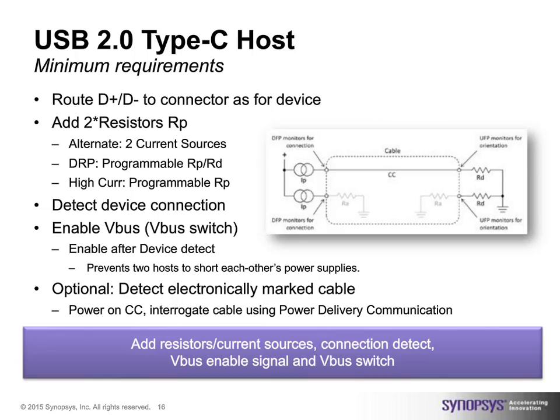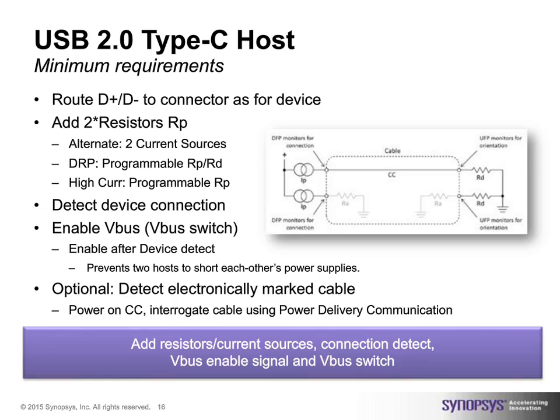Note that the spec actually allows you to use current sources instead of pull-up resistors, and the device can have a voltage clamp instead of a pull-down resistor. These are implementation choices. If you're doing a completely discrete implementation, you definitely want to play around with resistors instead of current sources, but inside a PMIC, maybe a current source is more appropriate.